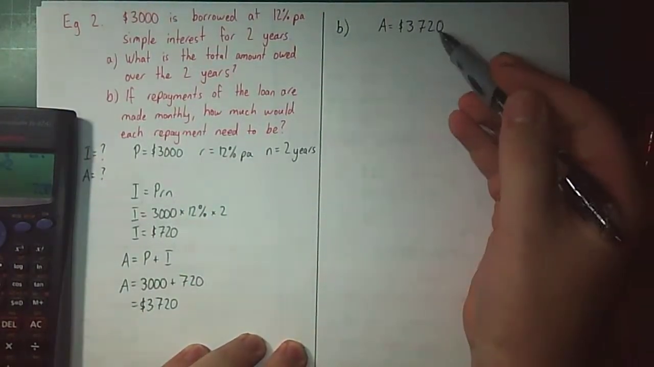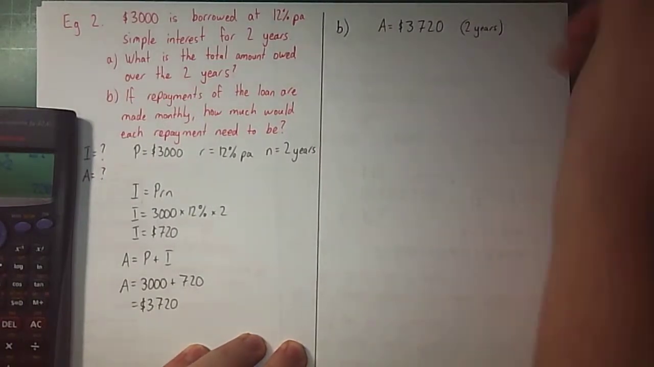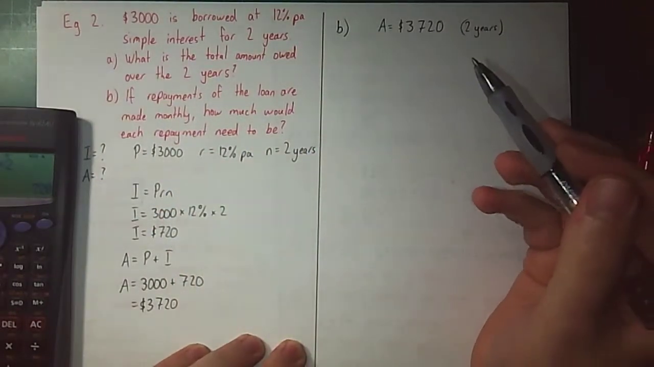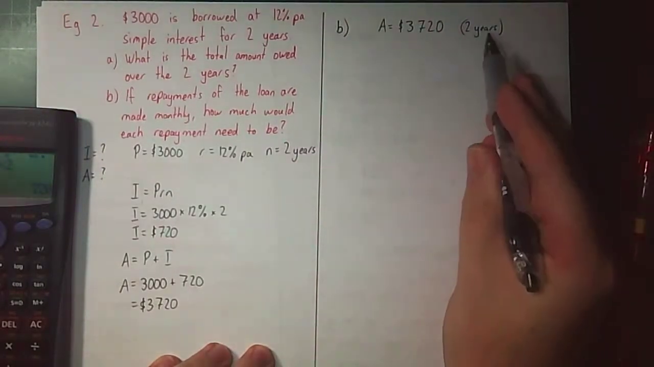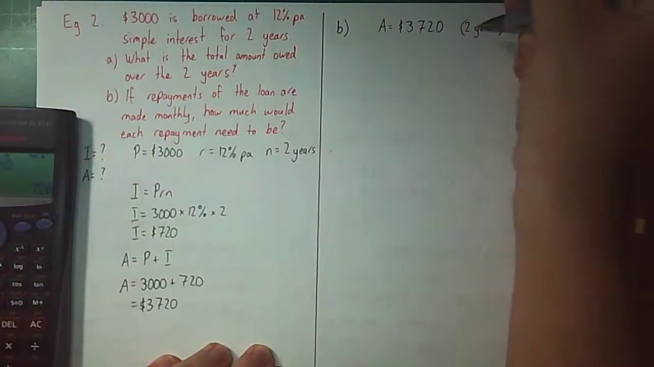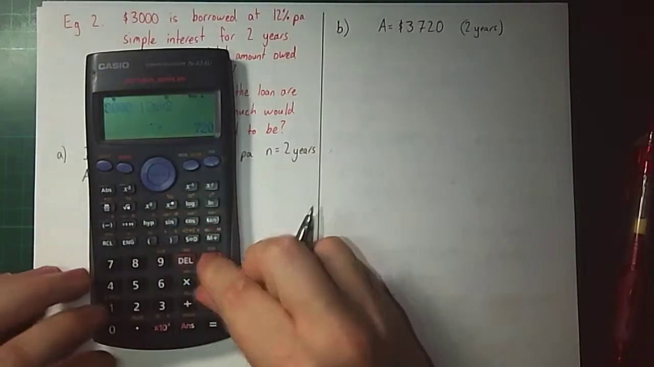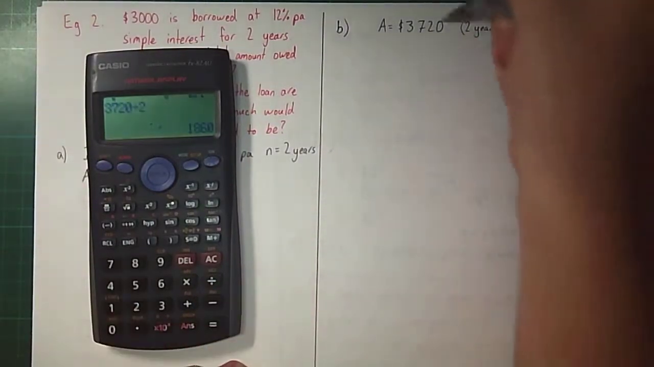Now this is the full amount over 2 years. You just have to remember that, because most people would just immediately think, oh, if I divide it by 12, I'll get the monthly repayment. But we have to halve it first. We have to divide it by 2 to get 1 year. Once we have 1 year, we can divide it by 12. So 2 years is 3,720. We'll do 3,720 divided by 2 to get 1 year.